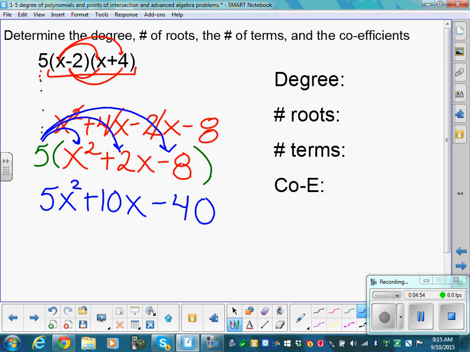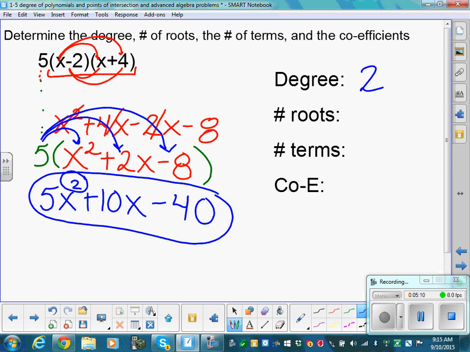Oops, I forgot to write squared. Combine all like terms. And we're done, right? No like terms there. So, okay, now we can go through and say the degree. Degree was 2, which makes sense, guys. We would have had 2 roots in this one. 2 roots. So, okay. Degree 2, thus we have 2 answers, right? So 2 roots. The number of terms, how many terms? 3, 1, 2, and 3 terms.